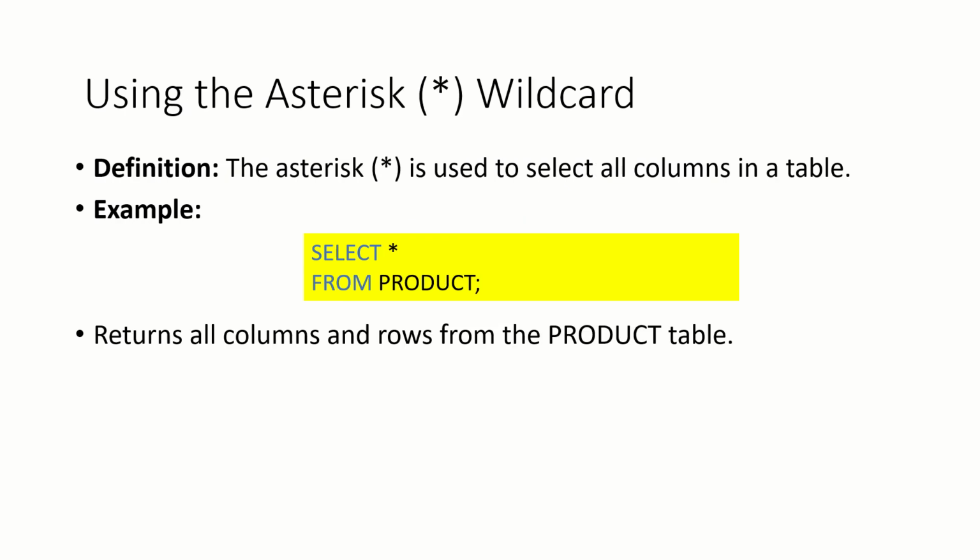So in SQL, we can use the asterisk as a wildcard. This means we're trying to select all the columns in one or more tables. Okay, so in this one, we're trying to select all the columns and rows from the products table.